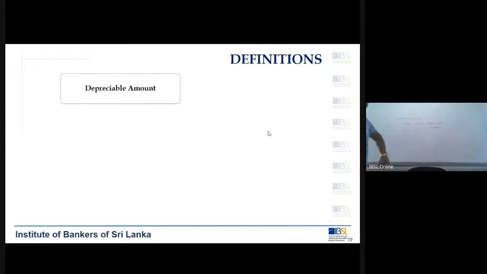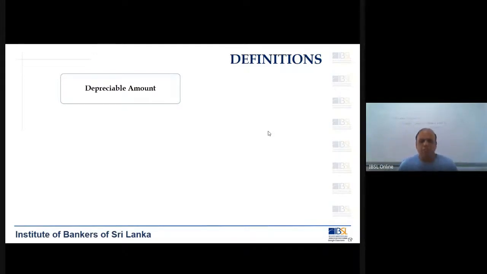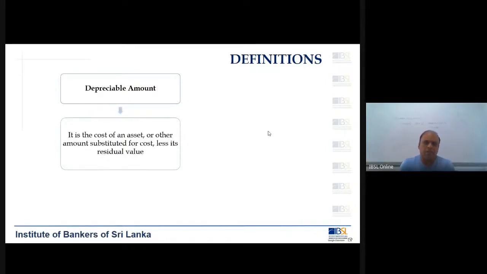So the next definition is the depreciable amount. As I told you earlier, there was a term called depreciable asset. Now we are talking about the depreciable amount. It is the cost of an asset, or other amount substituted for cost, less its residual value. Here comes the combining of the definitions one with the other. Earlier we understood the cost of an asset, and now the residual value of an asset. Now we talk about the depreciable amount of an asset.